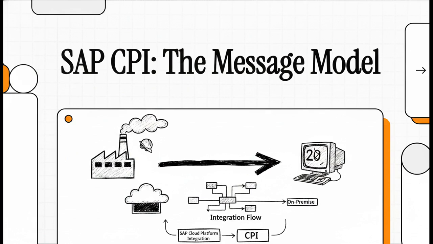If you've ever sat there and wondered how on earth massive global corporations get a slick, modern cloud storefront to talk flawlessly to a clunky 20-year-old on-premise billing system, well, you're in the right place. We're going to map out exactly how SAP Cloud Platform Integration, or CPI, makes that magic happen.